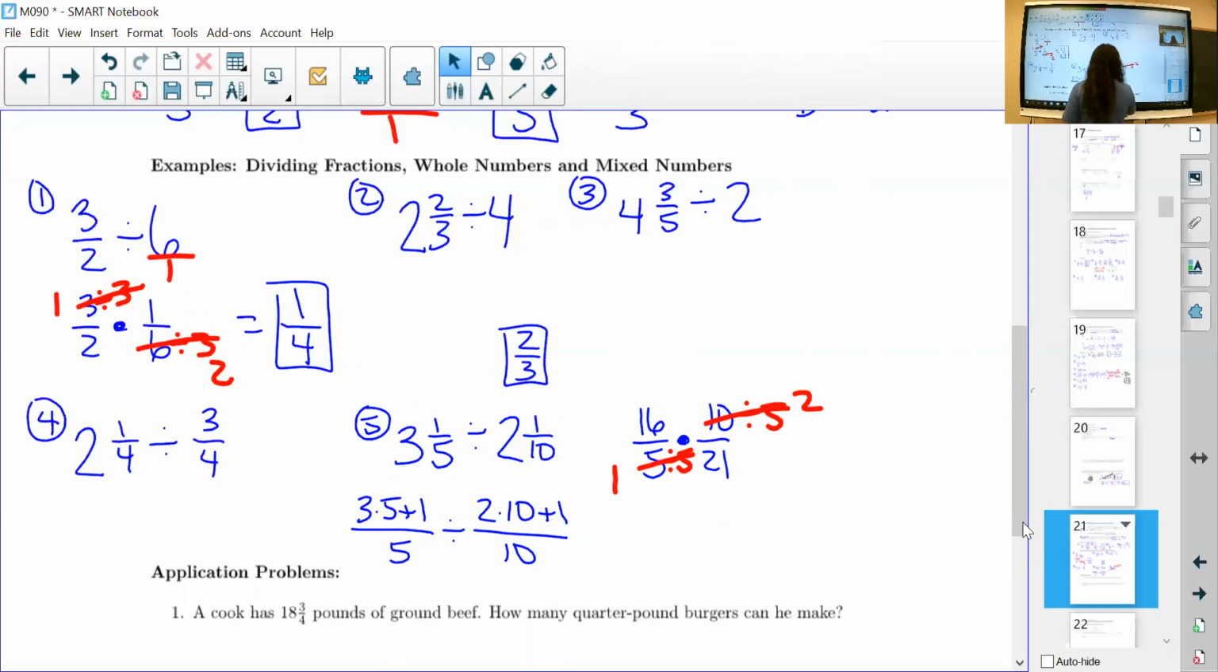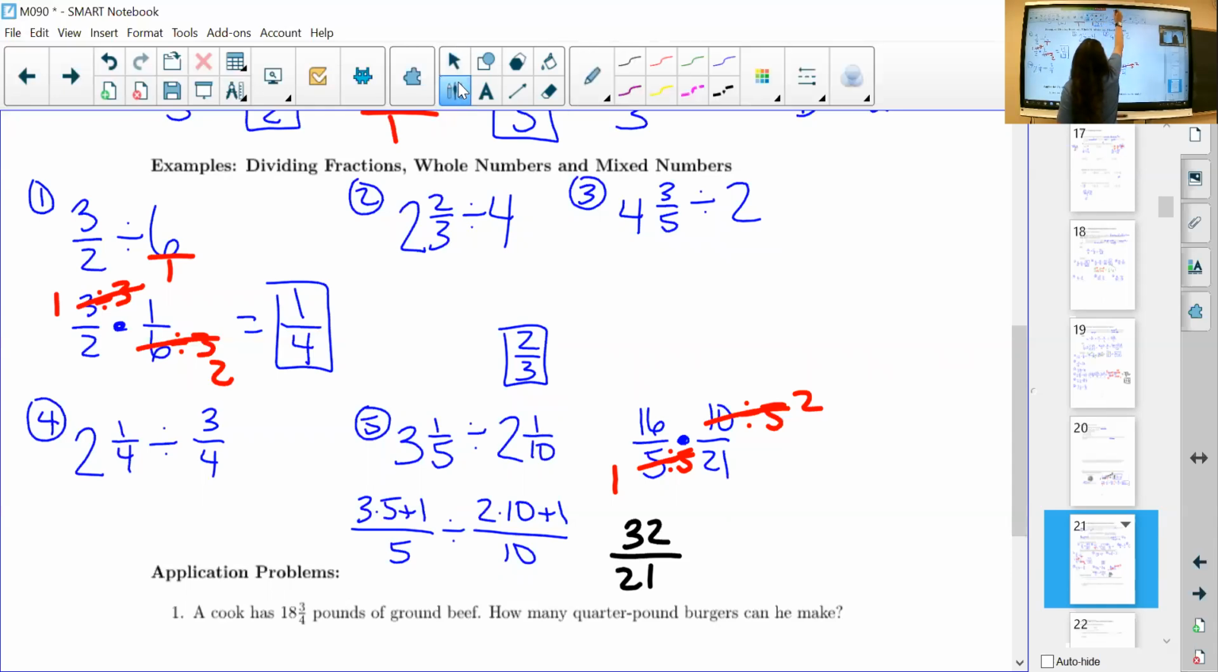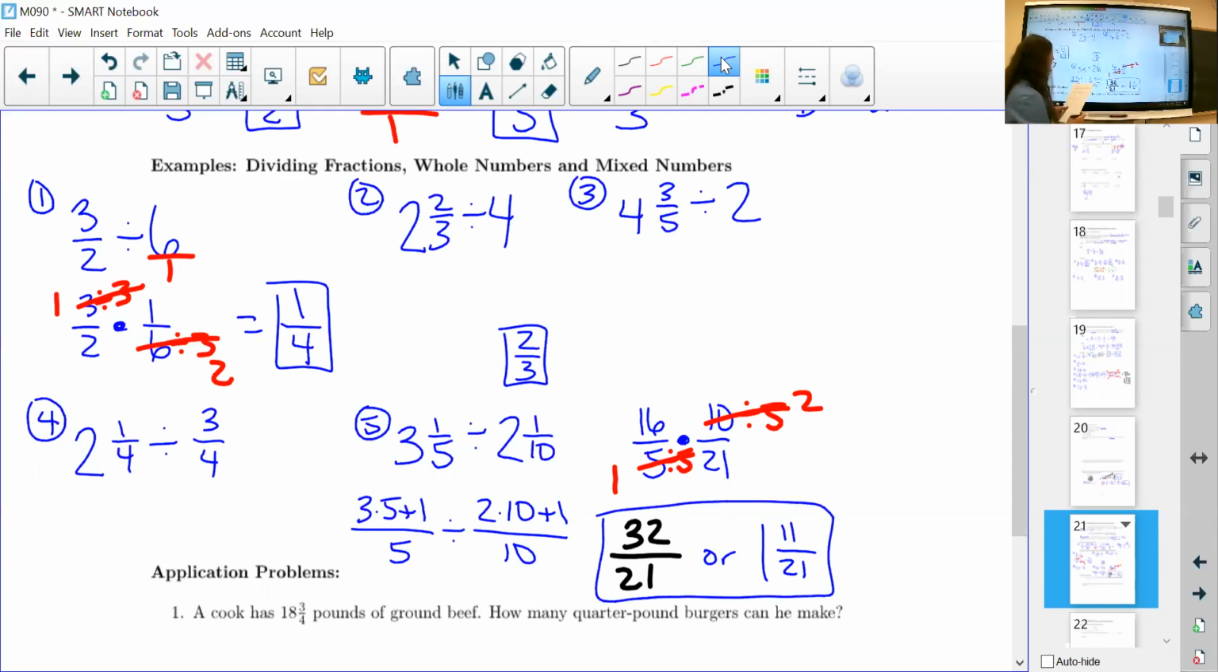When I do that, I get 16 times 2 is 32 over 21. 32 over 21 is equivalent to, well, it goes in once with 11 left over. So there are my answers.